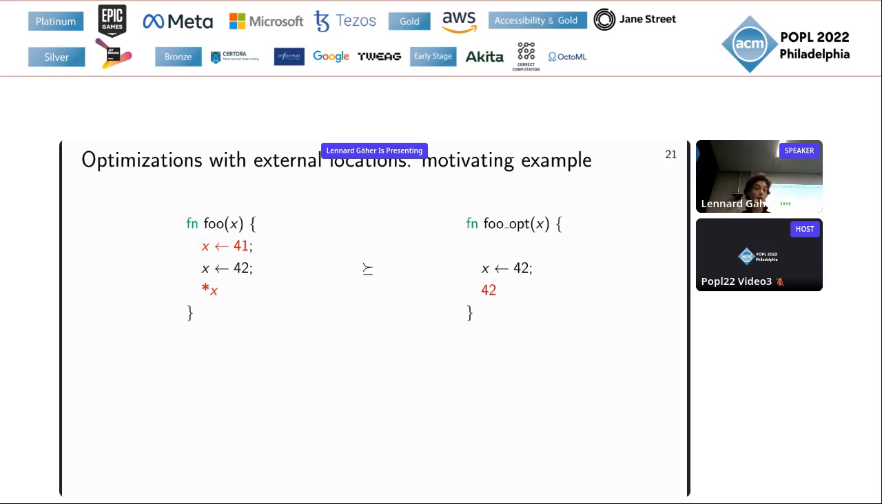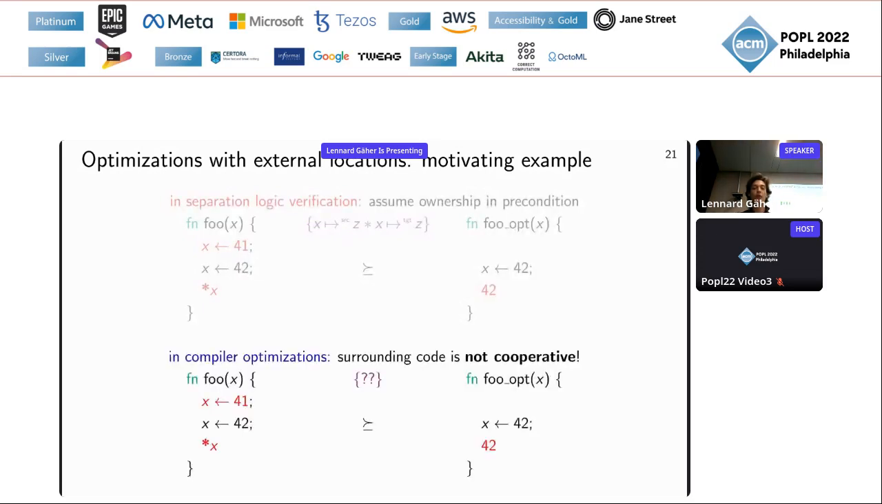Now, in ordinary separation logic verification, we would assume ownership for the function argument x in the precondition. Then the caller would have to provide us with that ownership when calling the function. But for compiler optimizations, we cannot just assume that the environment, in particular the caller, is cooperative. The caller might also have passed the pointer x to other threads, but the caller should still be able to call the function with argument x as long as that is a valid program. So we cannot just assume full ownership.